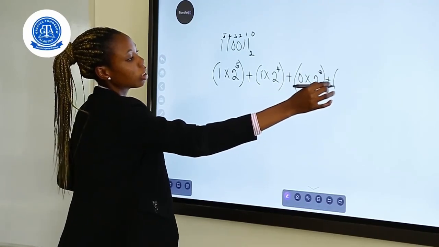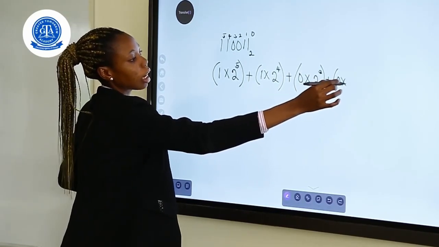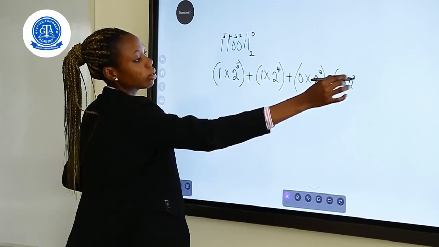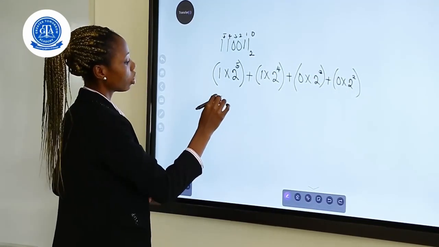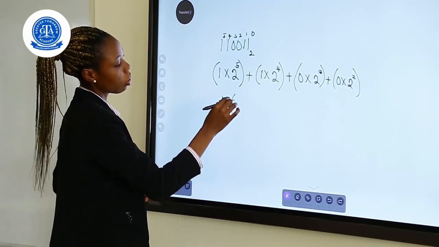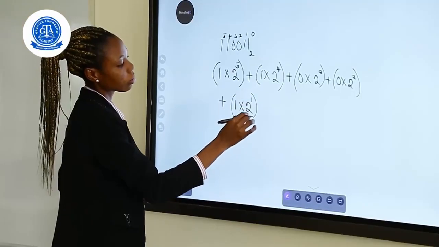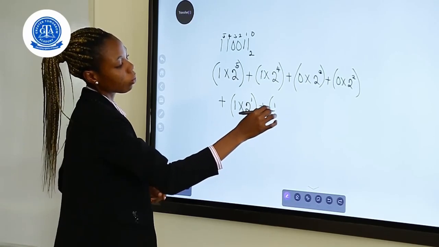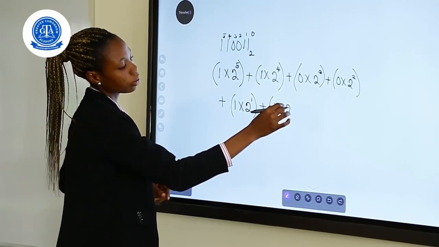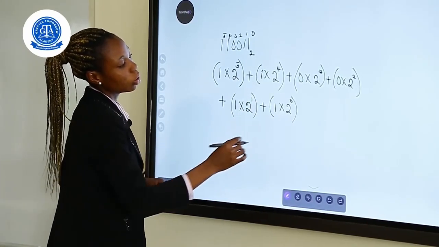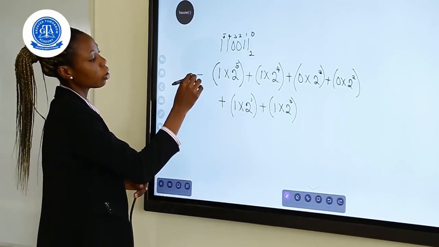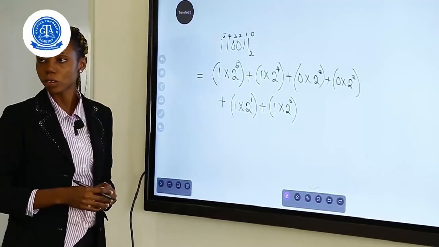Plus, what's the next one? 0 times 2, raised to power 2. Plus, what's the next one? 1 times 2, raised to power 1. Plus 1 times 2, raised to power 0. So this is what you call your expansion method.